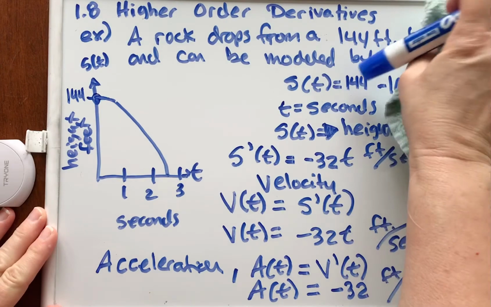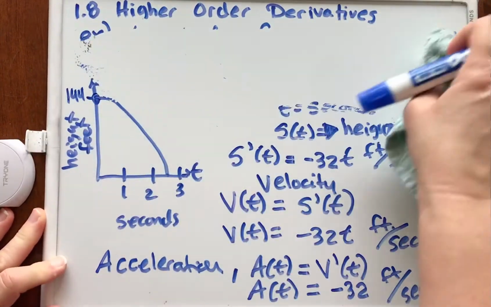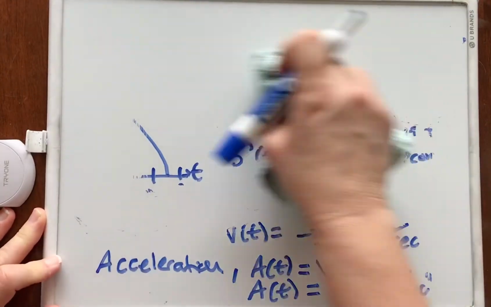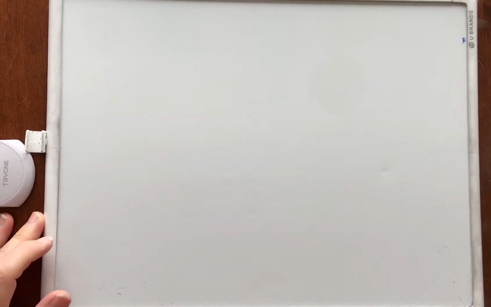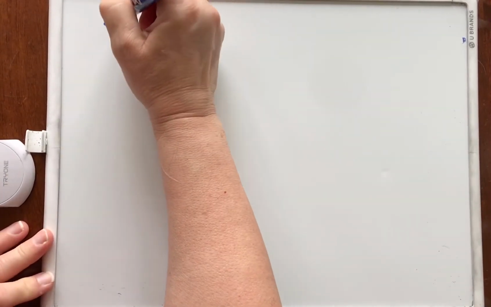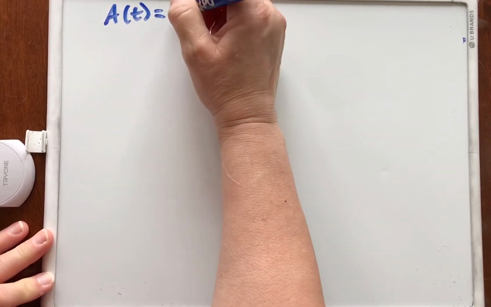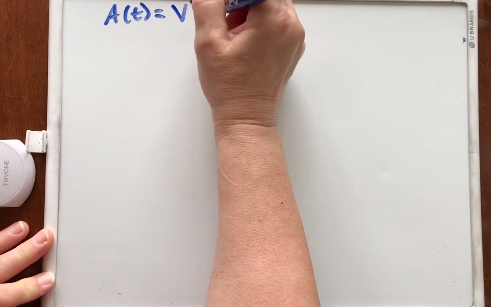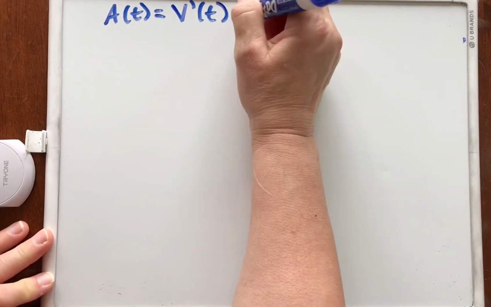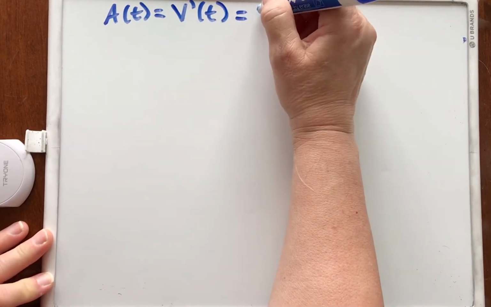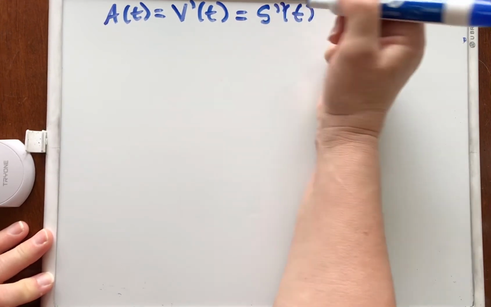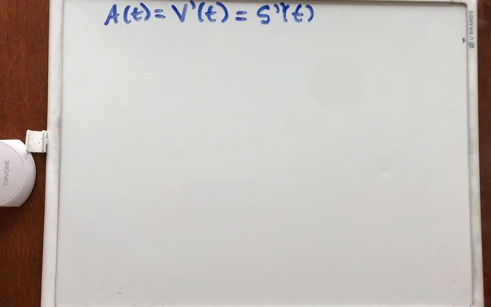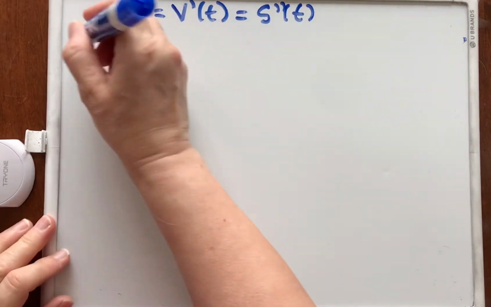Okay. So let's write in one line how we're going to use this. So we know a of t is the first derivative of v of t, and that happens to equal the second derivative of s of t. Okay, so this is good to know.